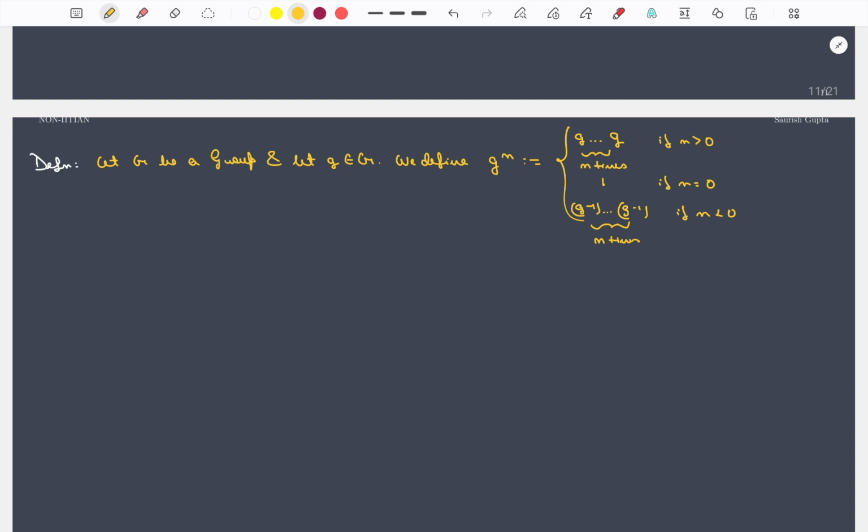Fine. Yeah, so this is how we denote the exponent or the power of an element in a group. And by the closure property of every group, we are sure about the fact that if g is in a group G, then g to the power n also resides in G for every integer n, right? Fine.